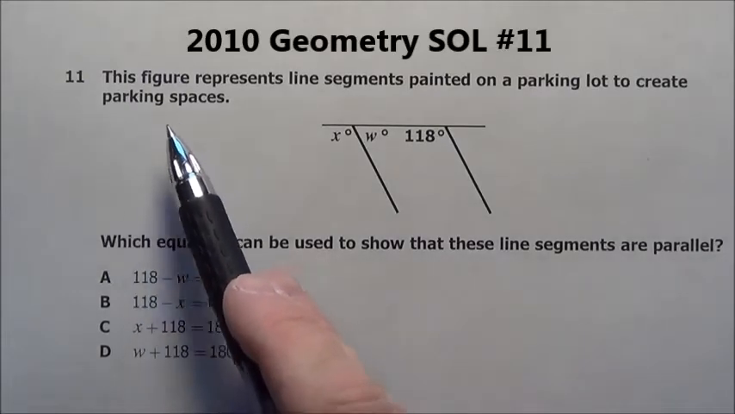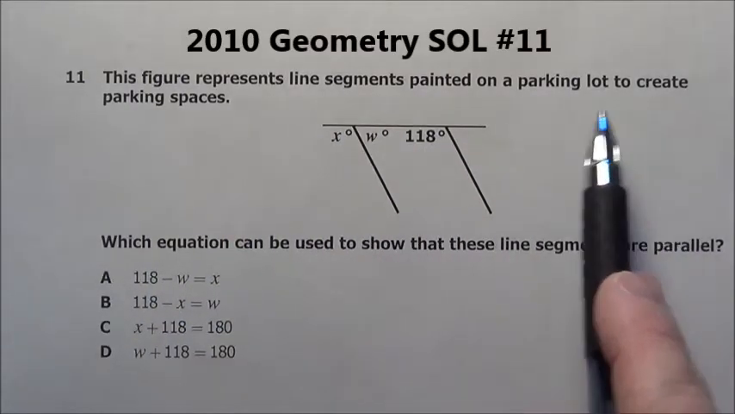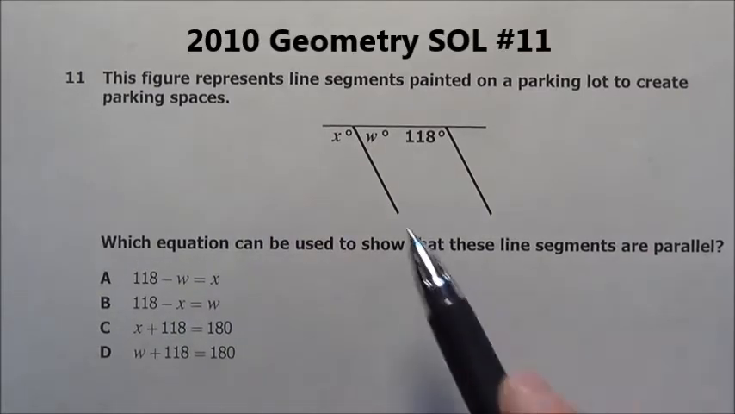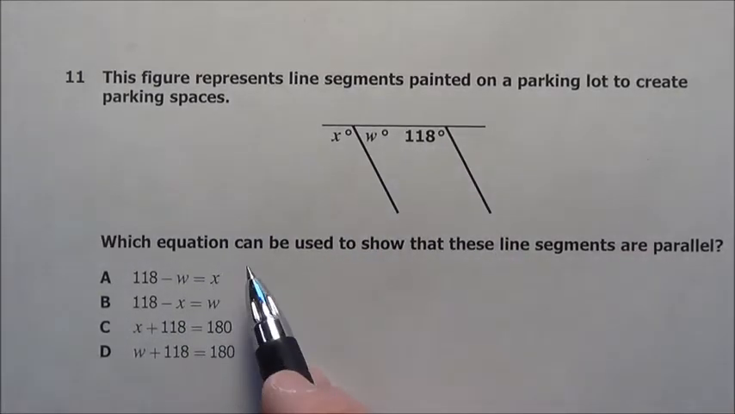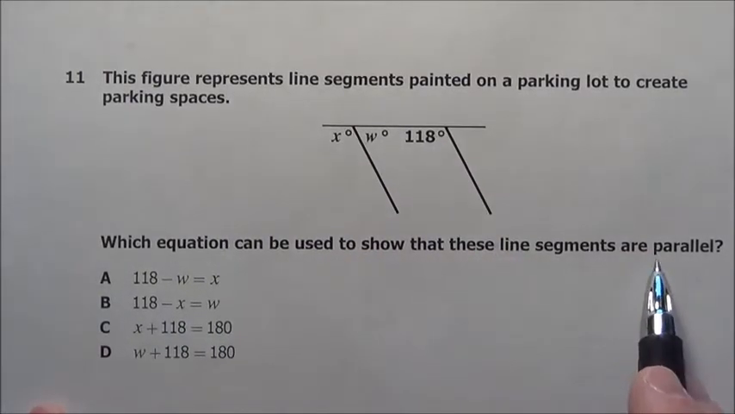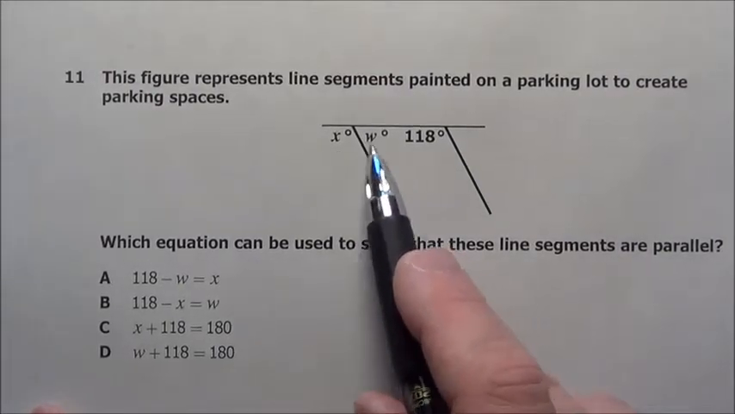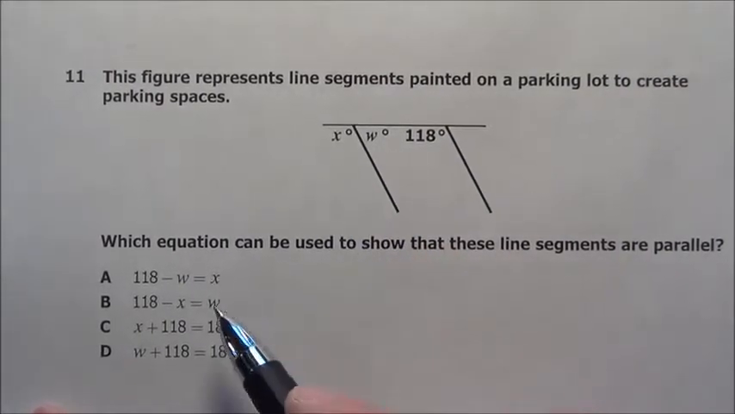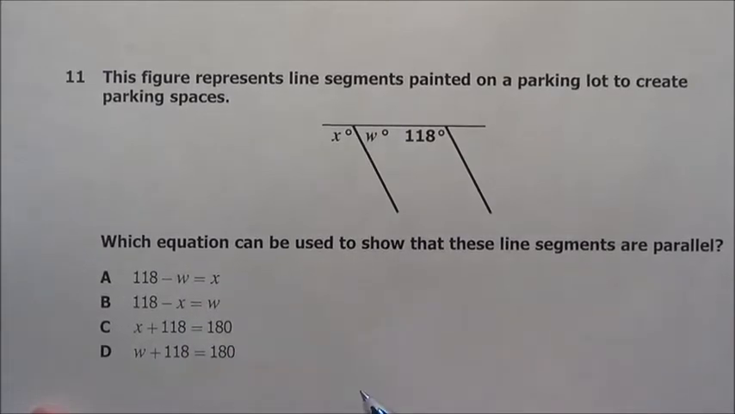Here's question 11. It says this figure represents line segments painted on a parking lot to create parking spaces. They're coming at an angle. Which equation can be used to show that these line segments are parallel? Now notice it doesn't end up giving us any measurements here. It's giving us some type of equation.